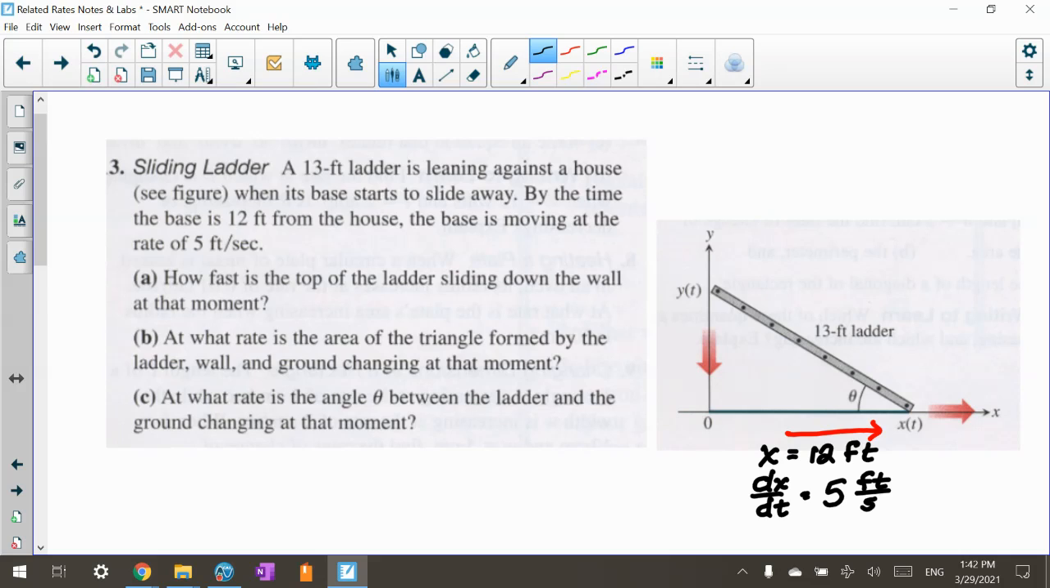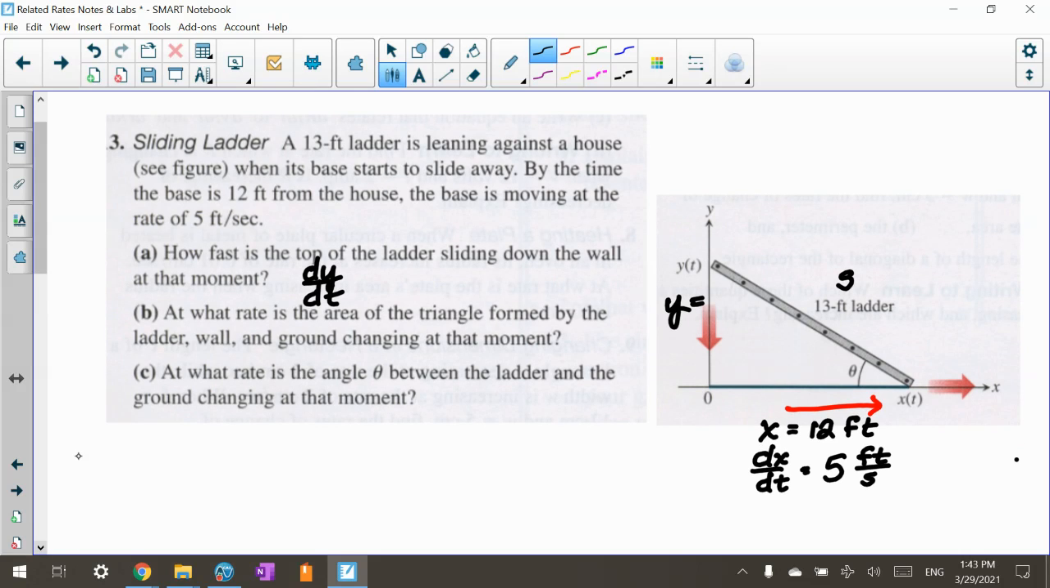Now they want to know how fast is the top of the ladder sliding down the wall at the moment. So they want us to find basically dy/dt. And so here's y. And the ladder, we're going to call s. So we have x, y, and s. So the first thing we're going to do is try to figure out, at the moment that the base is 12 feet from the wall, and we know the ladder is 13, what is y? Because we have no idea what y is. So the first thing we're going to do is try to figure that out.